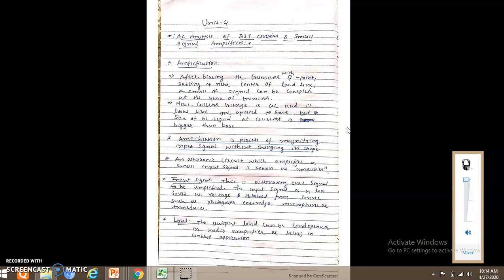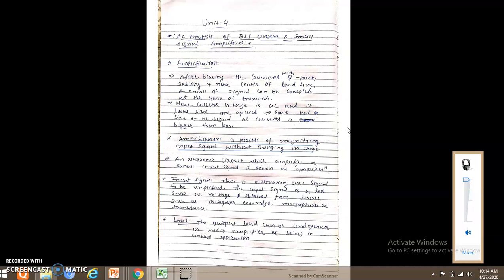A word that is amplifier. What do you mean by amplifier? Amplifier converts a small signal into a larger form, a weak signal into a stronger form. Amplification is a process of magnifying an input signal without changing its shape. The electronic circuit which amplifies a small signal is known as an amplifier.